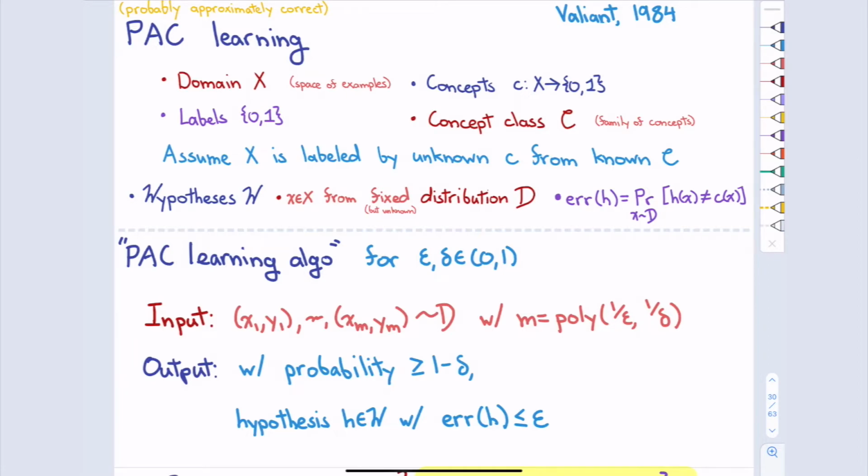But this is much more general, right? It's not some arbitrary function of the training data. So it's a natural randomized analog of the consistency model, but one that incorporates aspects of real world generalization that are essentially omitted from the consistency model. So that's probably approximately correct learning. Questions?